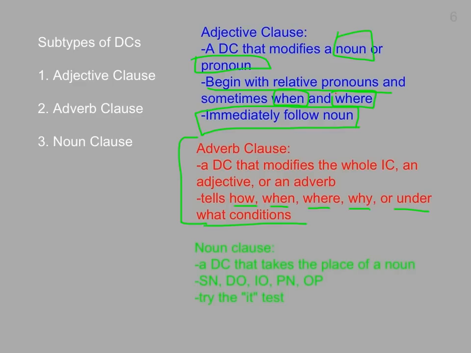These ones actually start with subordinating conjunctions all the time. And then the noun clause, this won't be on your final, but if you want a challenge, you should try to figure it out, because what they are, they're dependent clauses that take the place of a noun. So they can be found in the subject noun spot, the DO spot, the IO, the PN, or the OP spots. And what you can do is try the it test. So if you take out the noun clause and put the word it instead, and if it fits and it works, then you know it's in a noun spot. And then your job is just to figure out, well, which noun spot.